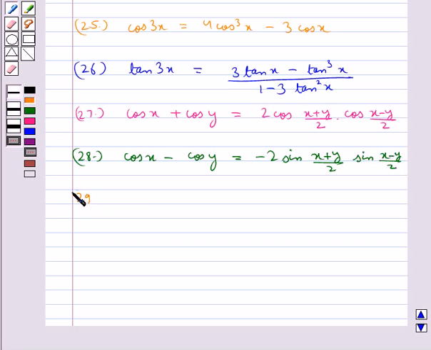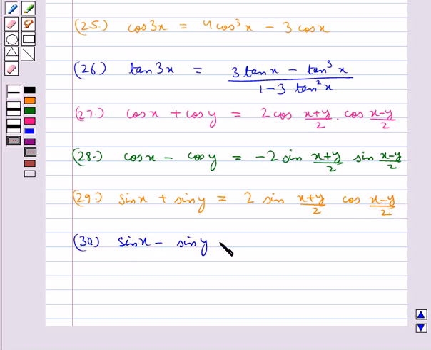Then we have sin x + sin y = 2 sin((x + y)/2) cos((x - y)/2). Then the next identity is sin x - sin y = 2 cos((x + y)/2) sin((x - y)/2).